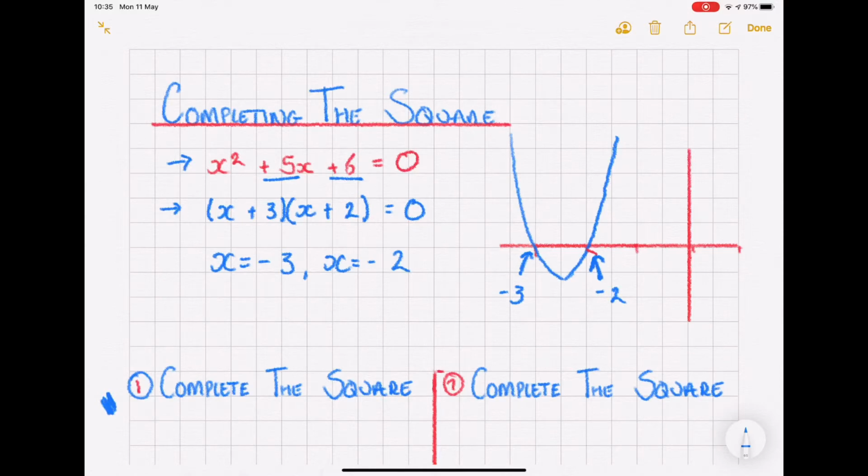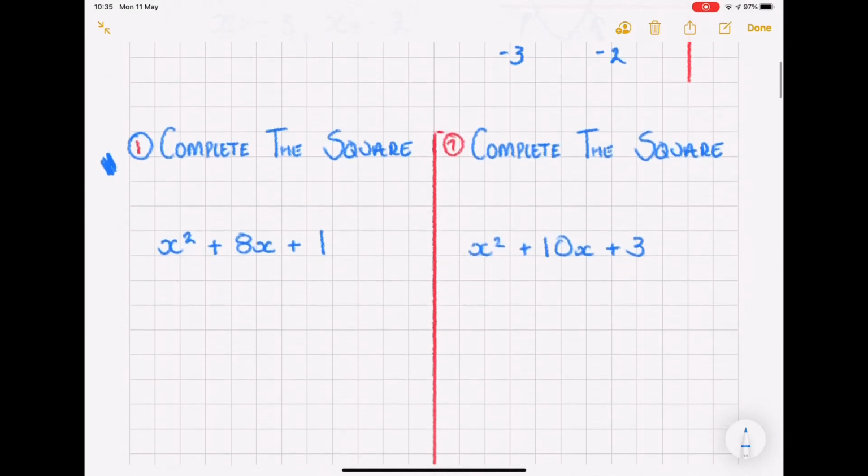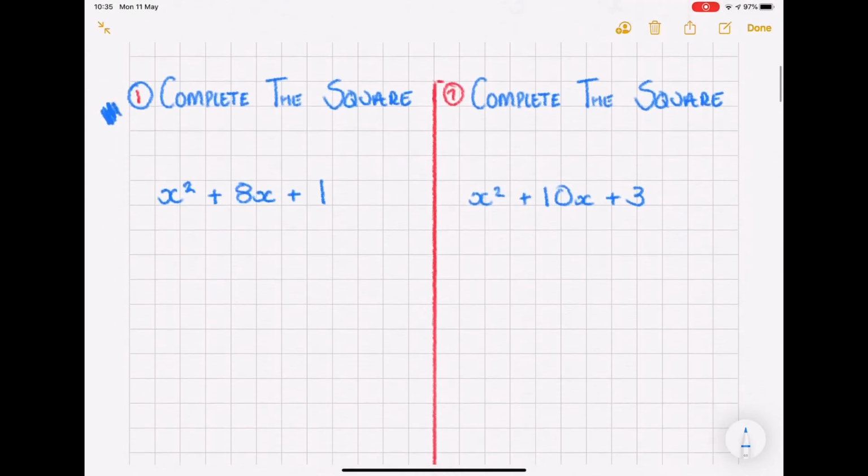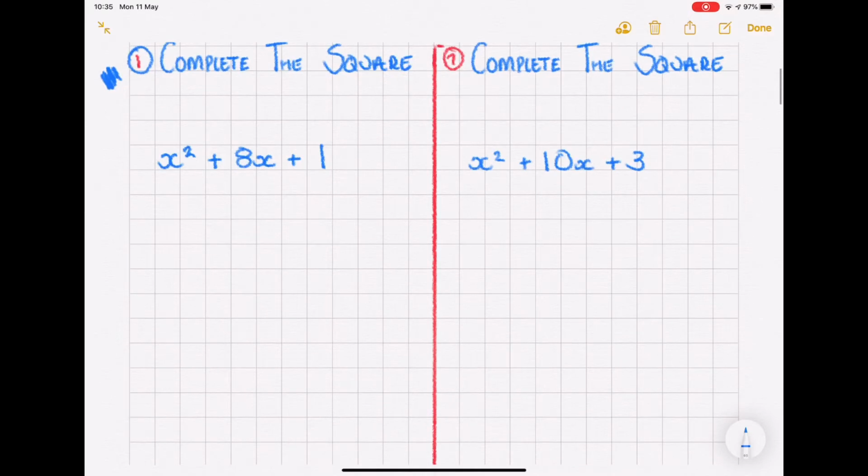But what happens if we were given an equation where we couldn't find any numbers that multiply to make this number here and add to make this number here? Well, that's where the method of completing the square comes in handy. So let's look at this left-hand example over here. We can't find two numbers that multiply to make 1 and add to make 8. We can't do it, so we need to complete the square.